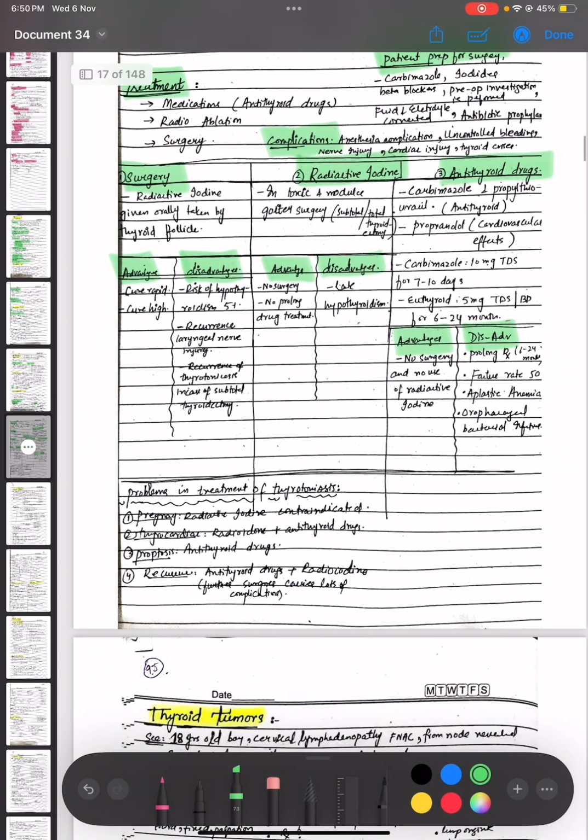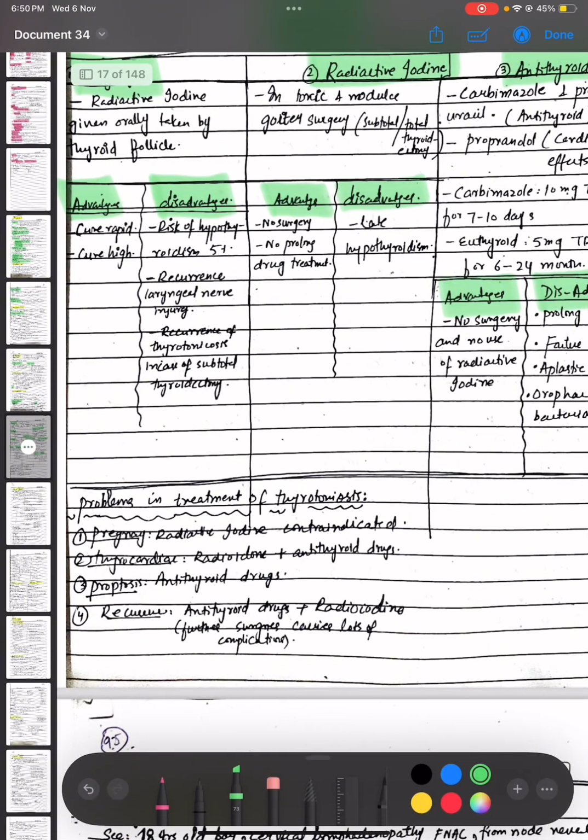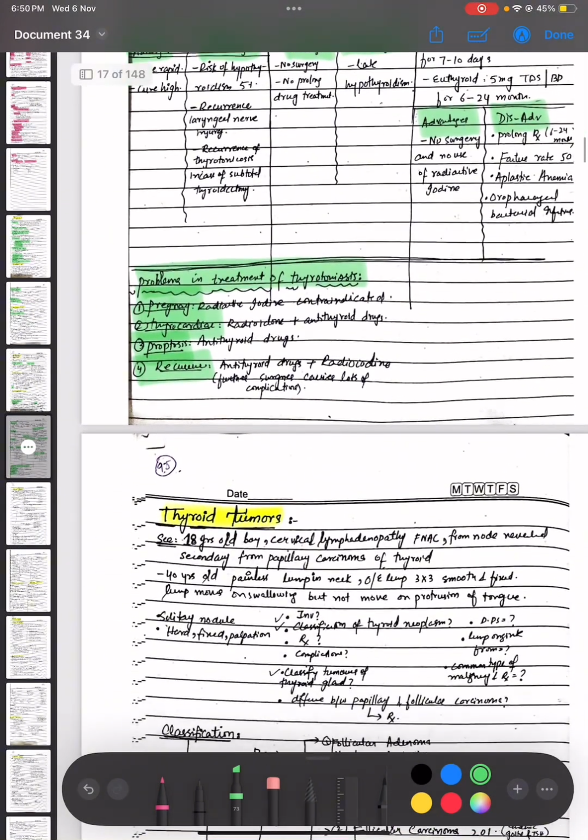Now, what are the problems in the treatment of thyrotoxicosis? These are pregnancy, that is, radioactive iodine is contraindicated in pregnancy. In thyrotoxicosis, radioactive iodine plus anti-thyroid drugs are contraindicated. Proptosis, anti-thyroid drugs, and recurrence. Anti-thyroid drugs plus radioiodine; further, surgery carries lots of complications.